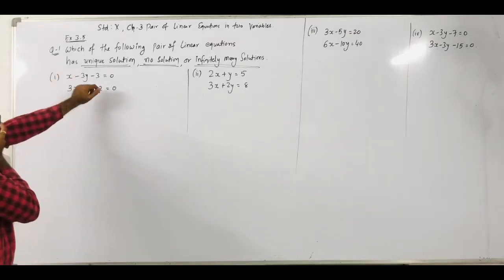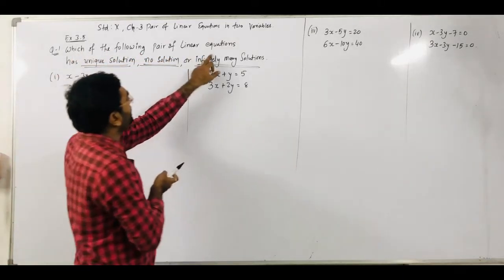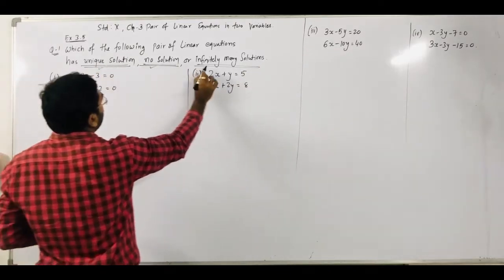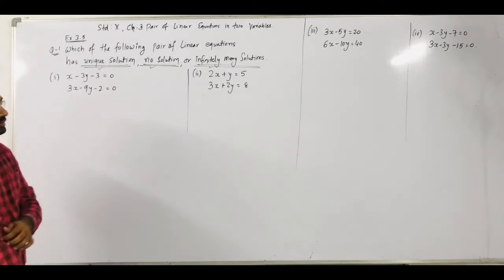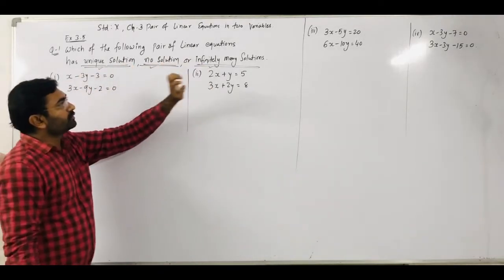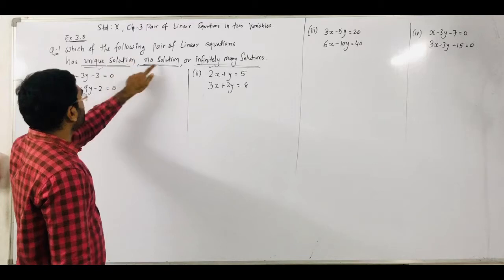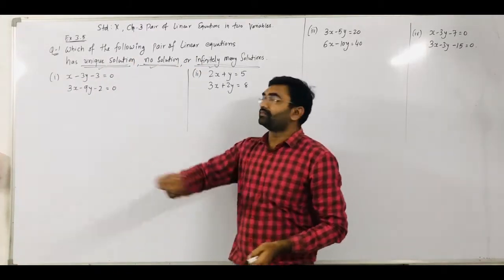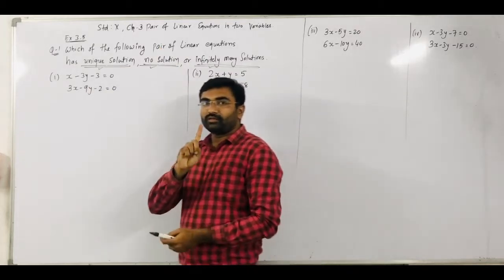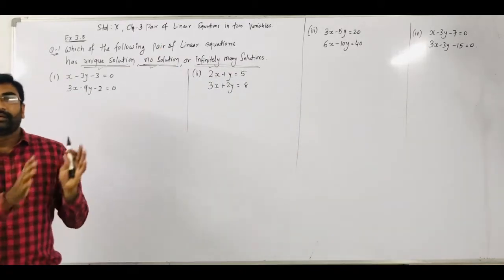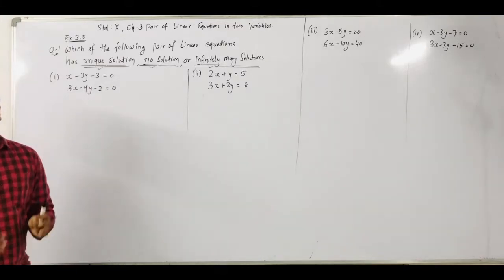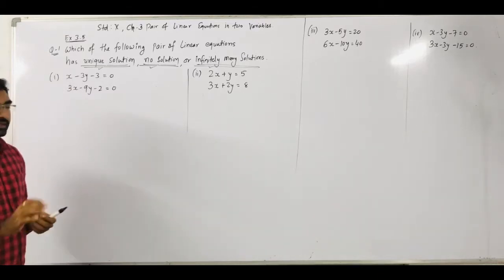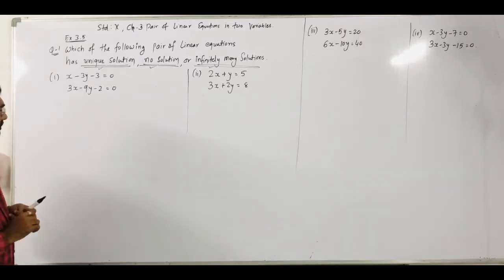Now in the question it is mentioned: which of the following pairs of linear equations has a unique solution, no solution or infinitely many solutions? So how can we decide which pair of linear equations has a unique solution, no solution or infinitely many solutions? That thing we discussed in the first period of chapter number 3. There we drew one table in which we defined in which case we get the unique solution, in which case we get infinitely many solutions, and in which case we get no solution, right? So again I repeat that thing, all of you remember that.